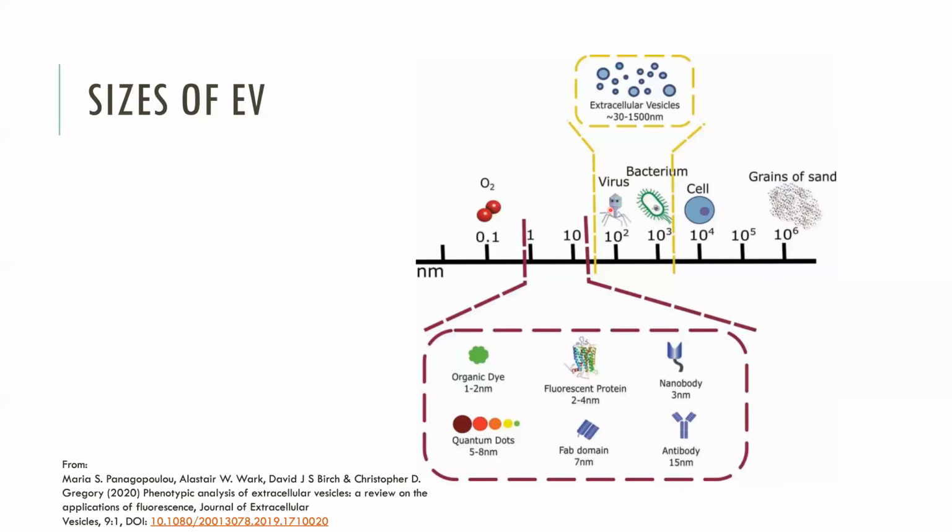1,000, virus somewhere at around 100, EVs somewhere between 30 to 1,500 nanometers, which puts them not too much bigger than an antibody at about 15 nanometers. And you can see that some of the dyes that we use in flow cytometry are significantly smaller than that, but not as much so, not a negligible size as they would be with cells.